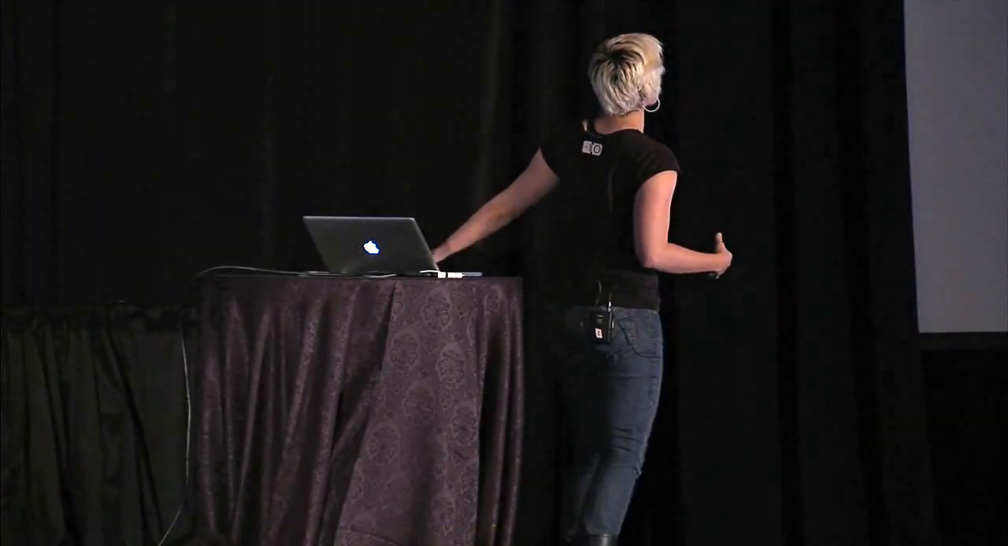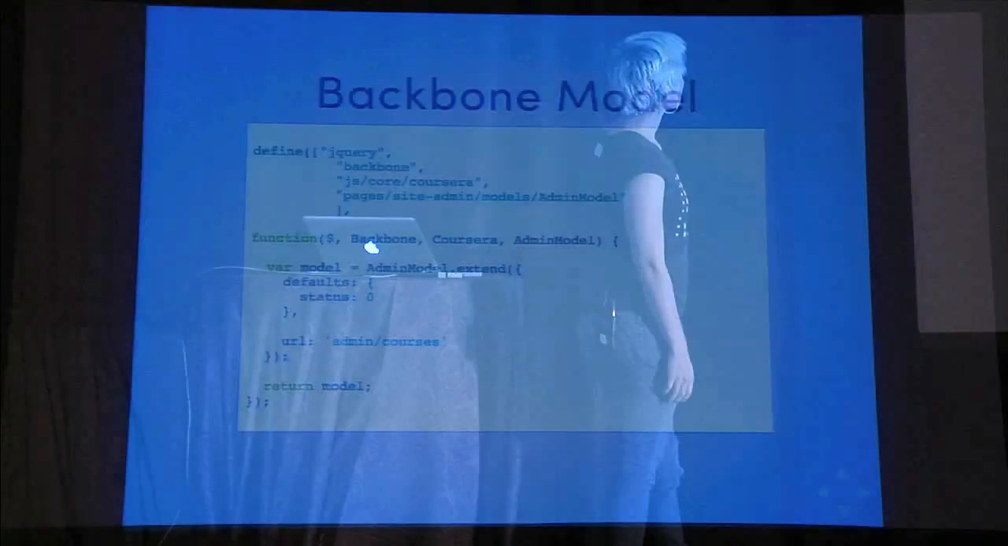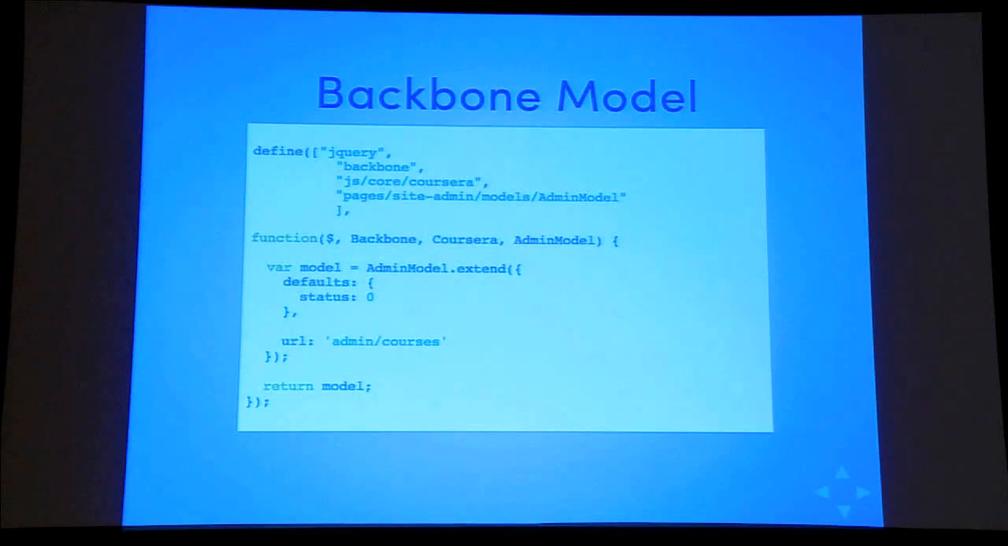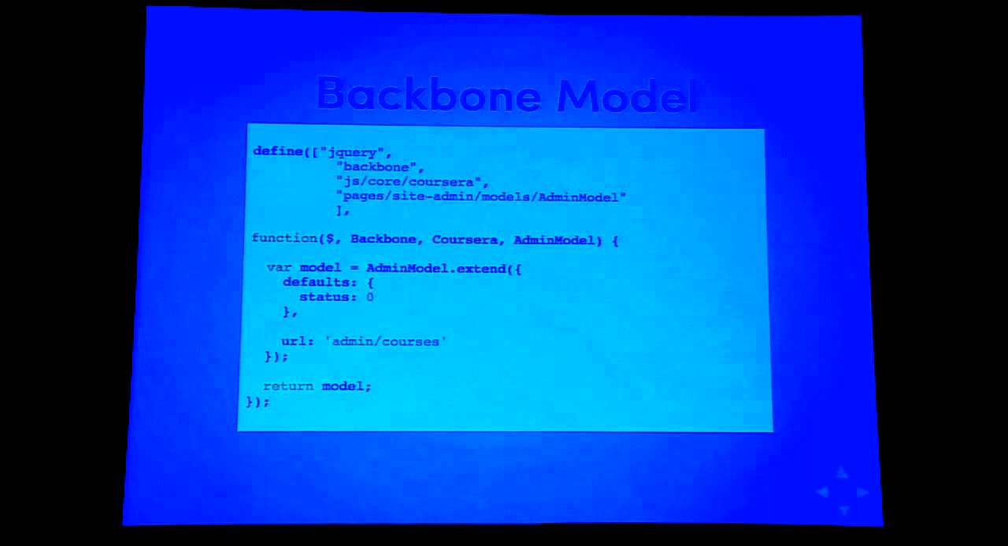And Backbone encourages this through its model classes. So Backbone has this Backbone model, and on the model you can define defaults if you want default values for your models. But the really important thing, if you want to use it with your server, is to define a URL. So here I have admin/courses, and so Backbone now knows that whenever you use this model, it's associated with that URL on your server. So it knows where to get the information about the model and where to put the information.